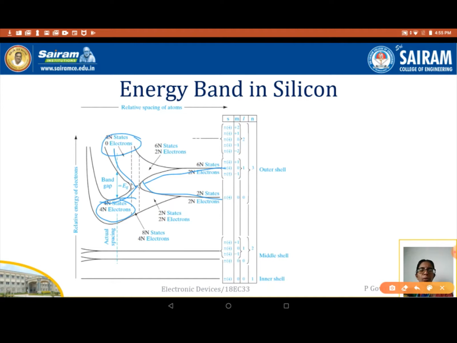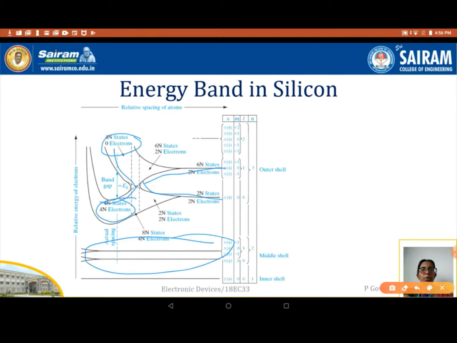So apart from the low lying and tightly bound core levels, that is the lower levels here, the silicon crystal will have two energy levels. One is called the conduction band, and the other one is called the valence band, which is separated by a gap which is called the forbidden gap. Since in a perfect crystal it contains no electron energy states, it is called the forbidden energy gap, or a forbidden band.